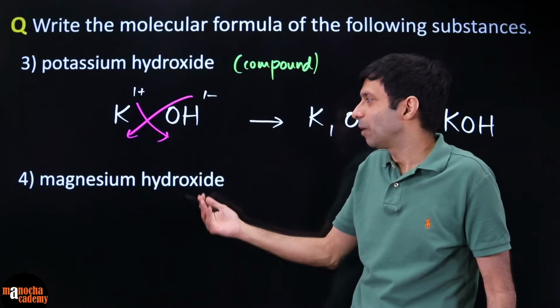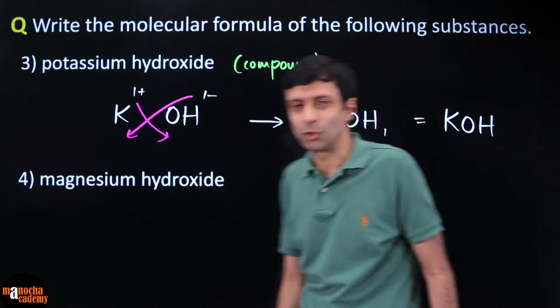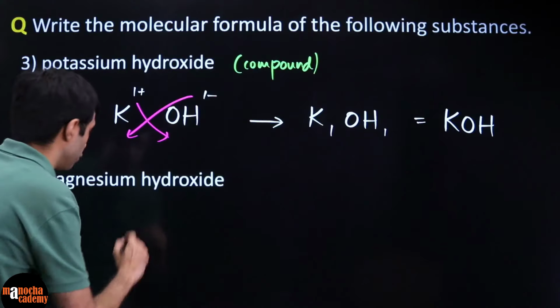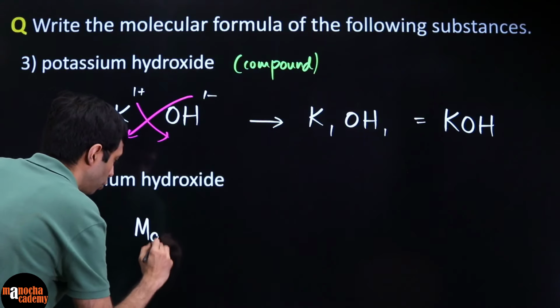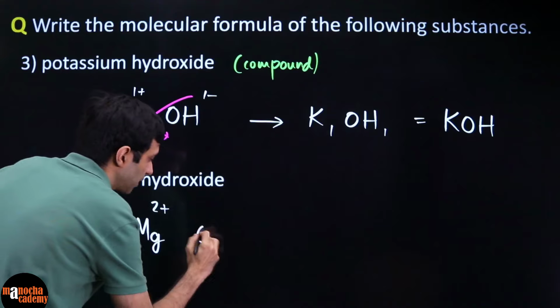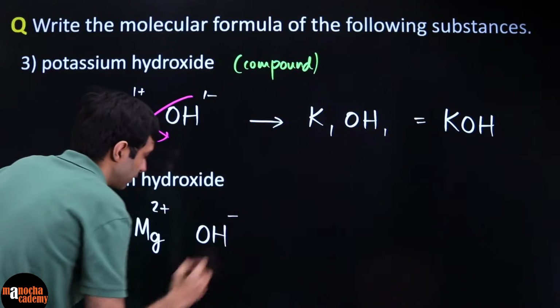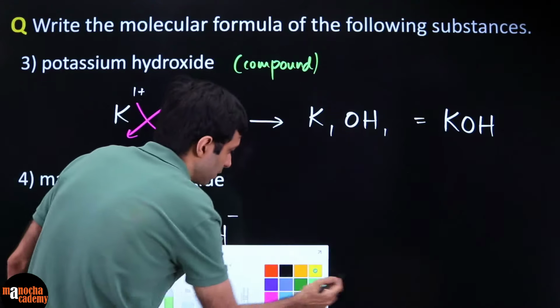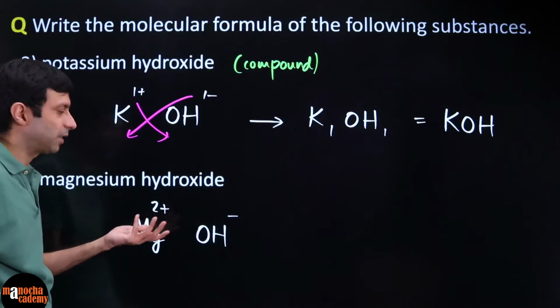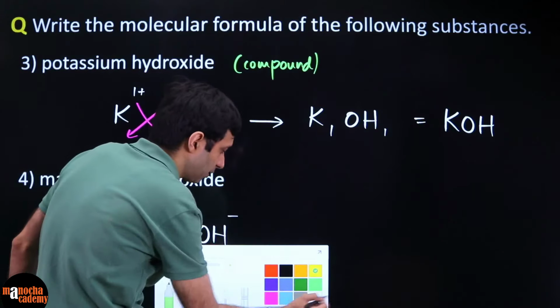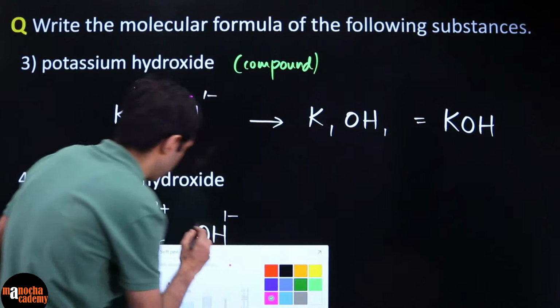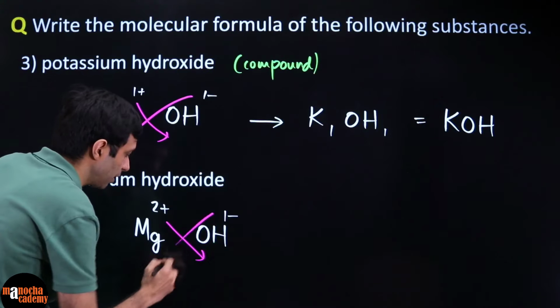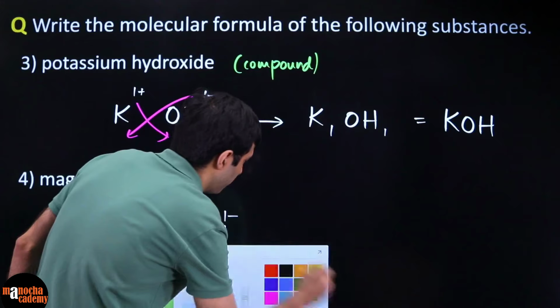Let's look at another example, magnesium hydroxide. So what is it? Magnesium has valency 2 plus. Hydroxide has valency 1 minus. We are going to switch these. Actually, you don't have to write the plus minus sign. Now let's do the crisscross. So 2 comes here, 1 goes there.